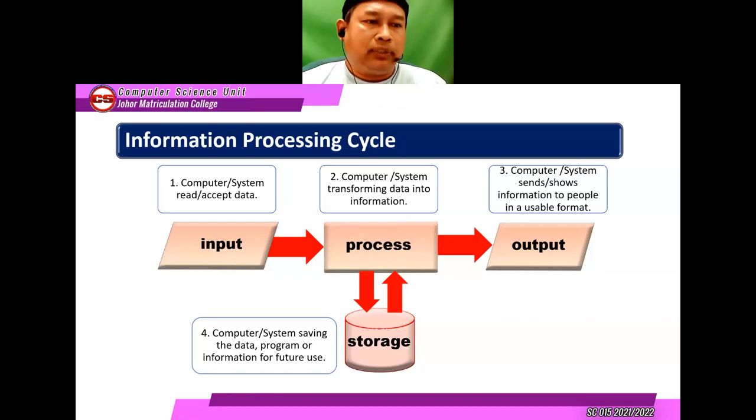Jadi kita pergi satu persatu, input data is to accept the data. You can get any data from an input device and then process. The computer will process it in the central processing unit. This is the main brain of the computer. The computer must transform data into information. And number three is output. The computer will produce information. And number four is storage, to store the data, record the data for future use. Okay, jangan ubah bentuk setiap input, process, output and storage.